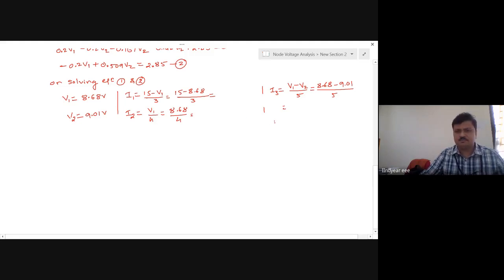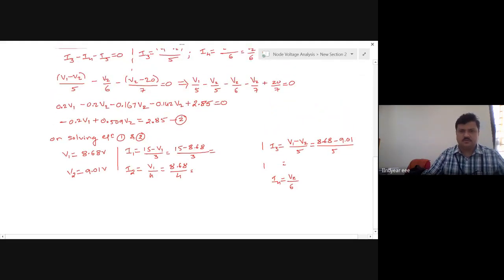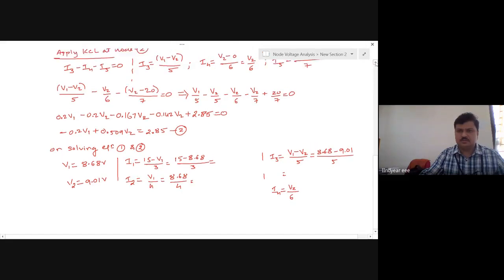I4 is V2 by 6, 9.01 by 6. I5 is (V2 minus 20) divided by 7, that is (9.01 minus 20) divided by 7.